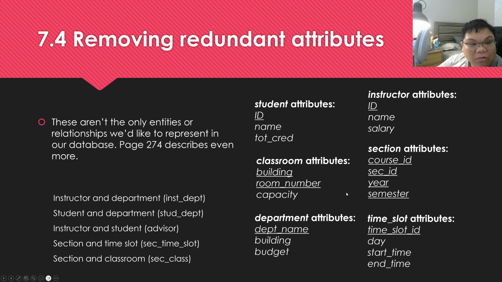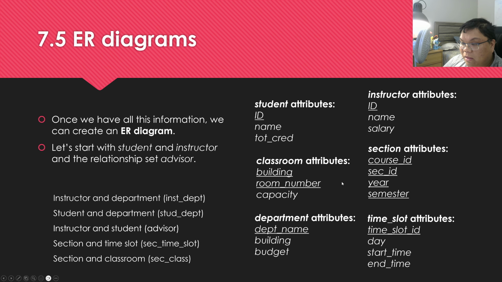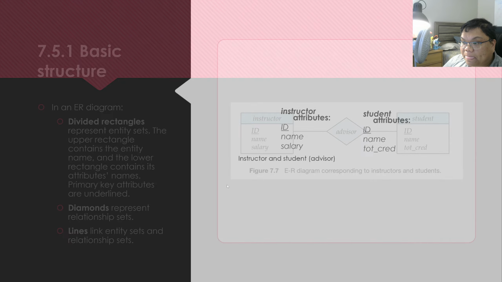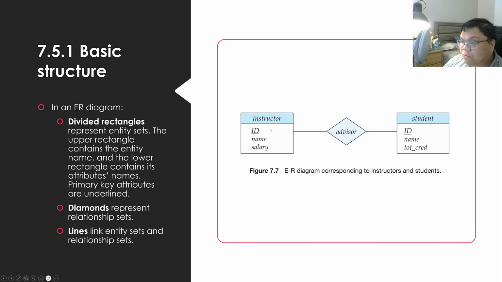Again, these aren't the only entities or relationship sets in our database. Page 274 describes even more. But once we have all this information, we can start to make an ER diagram. Let's start with student, instructor, and advisor. So now we have an ER diagram for instructor and student participating in the relationship of advisor.